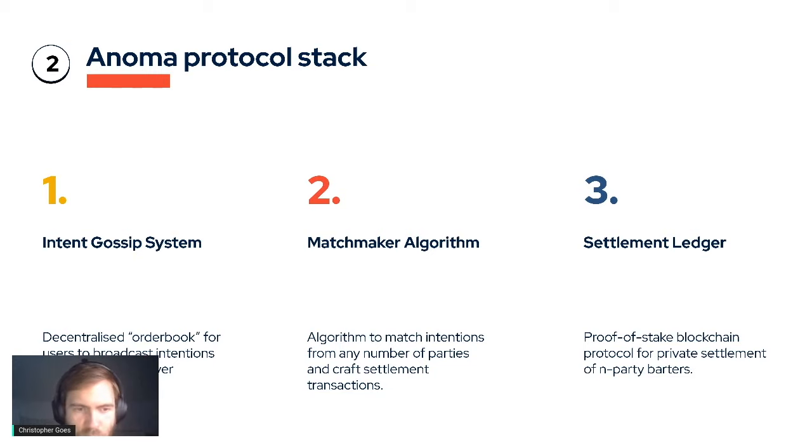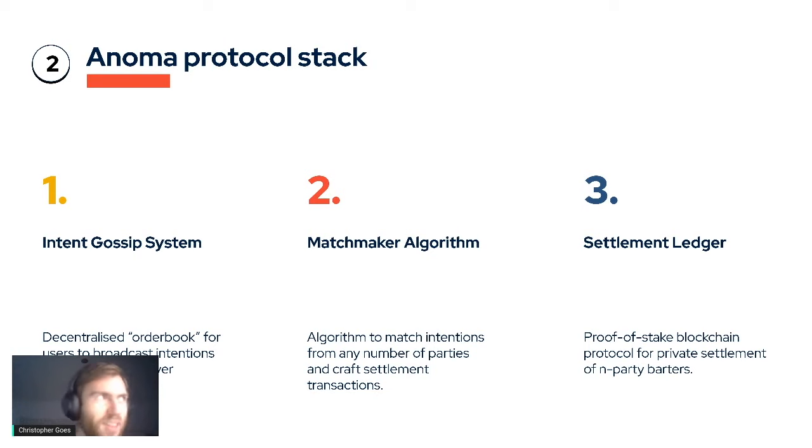So first, you create intents expressing what you want to do. Then matchmakers, perhaps you, perhaps someone else, find groups of those intents which are compatible with each other, which together can be used to reassign assets or make state changes in a way that everyone is happy with. And then those transactions can be submitted to the ledger and everyone can be happier.